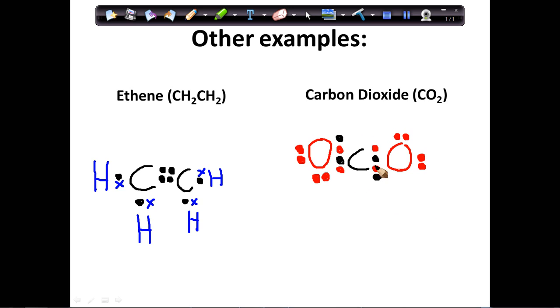So now carbon's got 8 electrons around it, and each of the oxygens actually have 8 around it too, by sharing 4 in the middle. So that's another example of a double bond. Again, it could be drawn as follows. Often it would be drawn as follows.